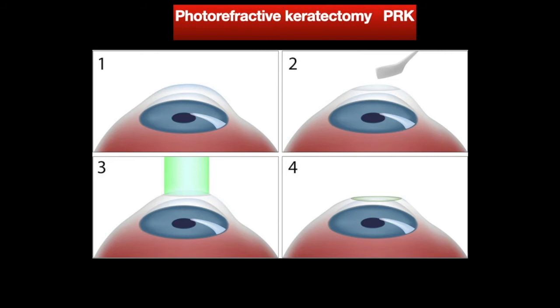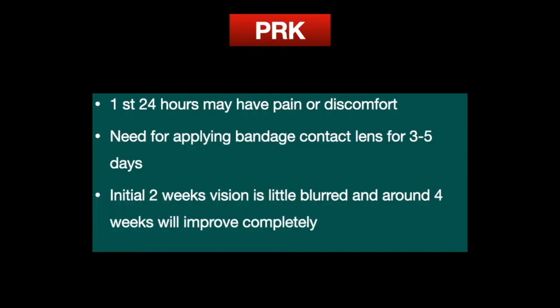During that time, a lens is applied on the cornea. In the first 24 hours, the patient may complain of pain and discomfort. As we discussed, a bandage contact lens is applied for a period of 3 to 5 days, which is applied by us and removed by us. In the initial 2 weeks following the procedure, vision may remain blurred, and around 4 weeks, it will ultimately improve completely.